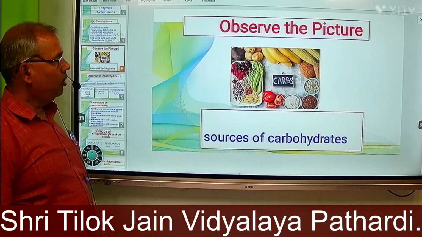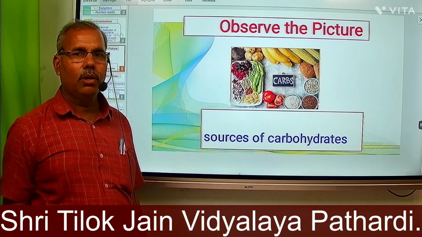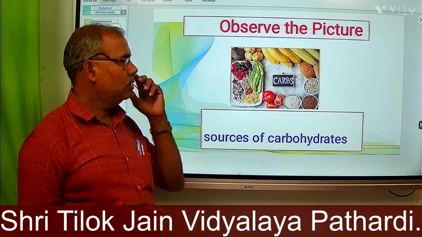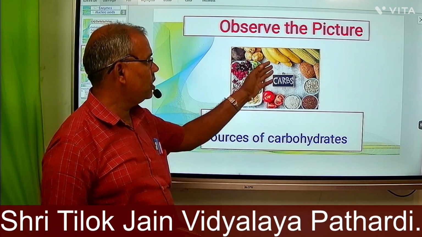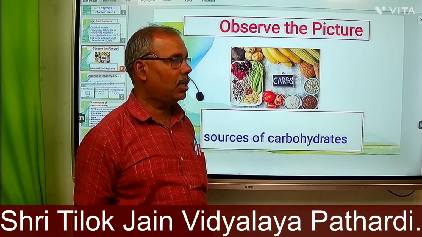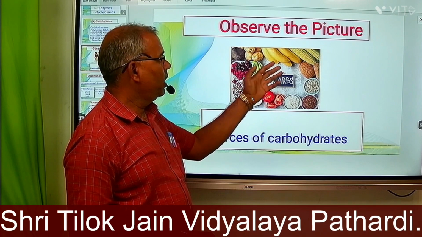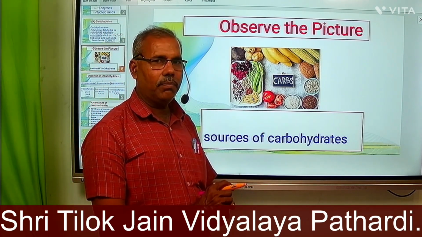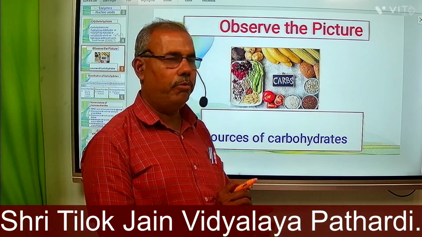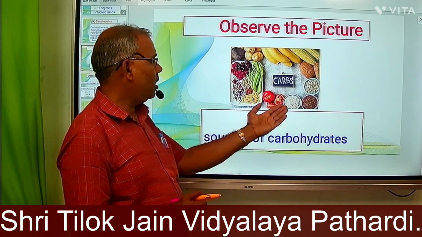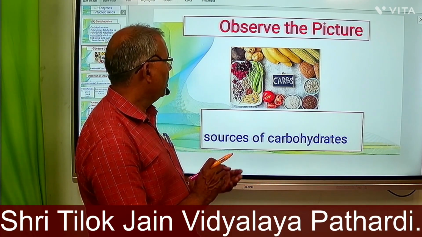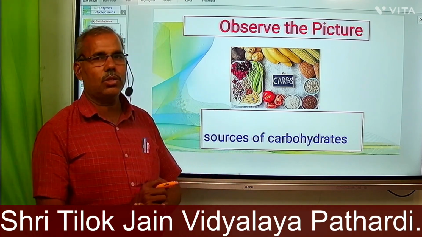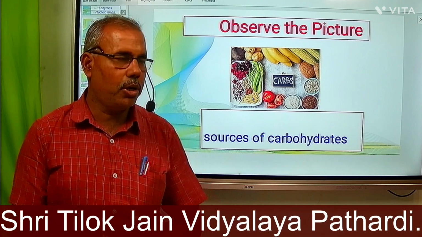Now here you can observe the picture. The sources of carbohydrates are shown here. Different sources, different fruits are there. Banana is there, maize is there, different pulses are there, then wheat and rice are also sources of carbohydrates. Then peanuts and tomato are natural sources of carbohydrates.